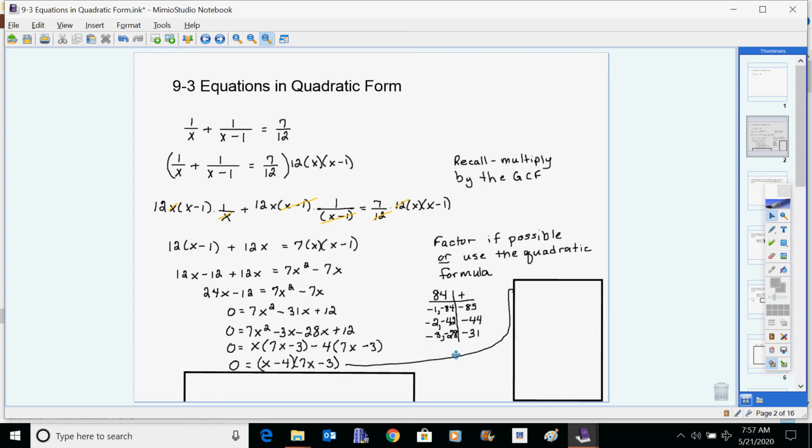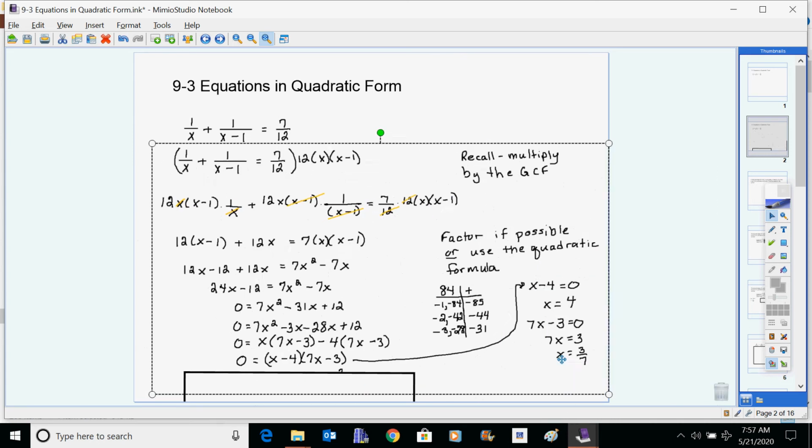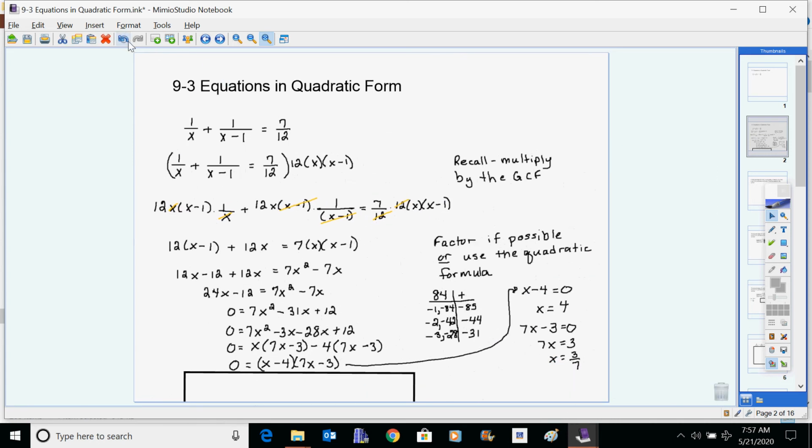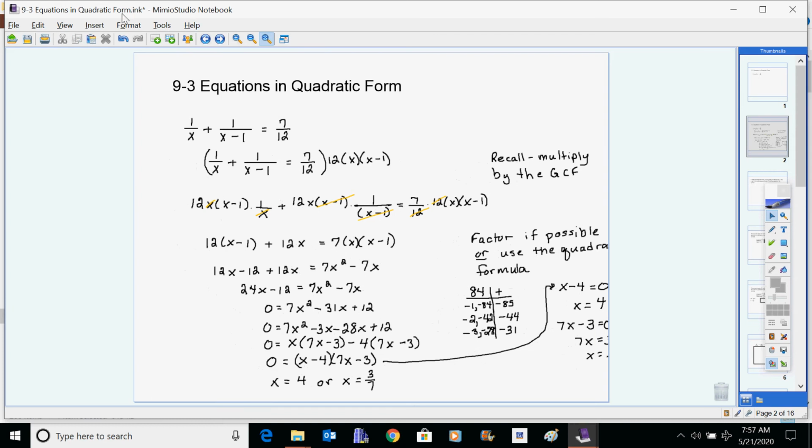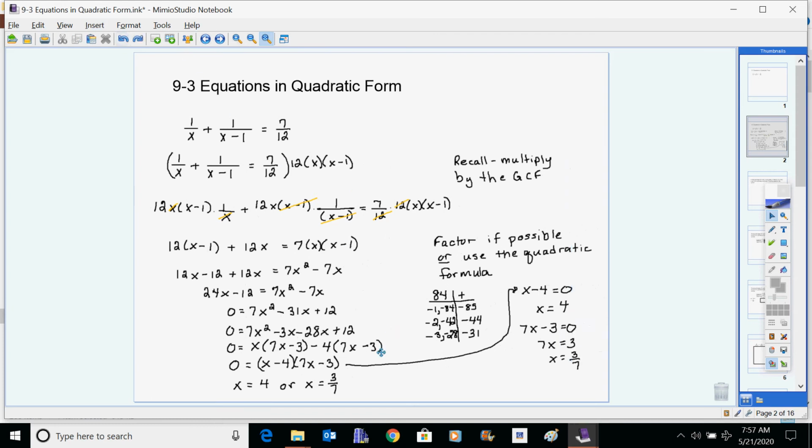You can use that then to find x minus 4 equals 0, so one of your answers is 4. 7x minus 3 is 0, so your other answer is 3/7. And we have our final answer right here. X equals 4, x equals 3/7.